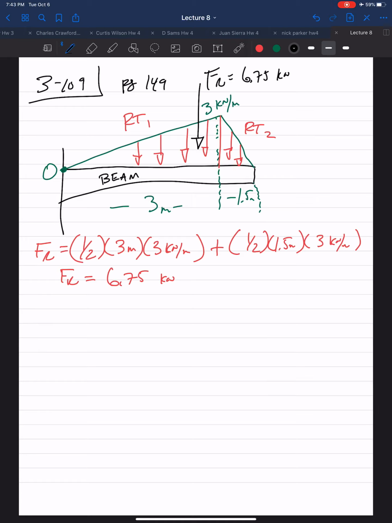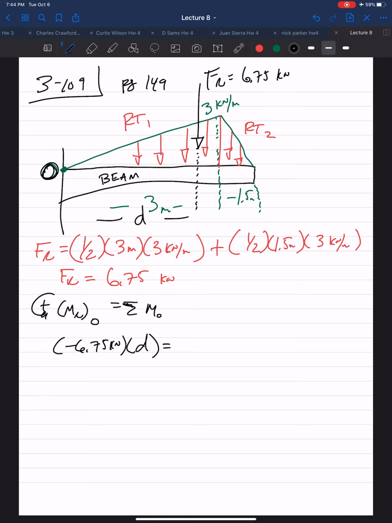The problem asks us to determine its location. So we're going to combine some of our previous concepts here. So we take the moment, resultant moment about point O is equal to the sum of the individual moments of the forces about point O. So my resultant force is some distance, we'll call it D, from point O, and we're trying to find that. Since this is causing it clockwise, it'd be negative moment about point O times some distance D, and the individual moments will be the resultant forces of each individual right triangle times its perpendicular distance from point O. Both of those will be negative because they're both causing a clockwise rotation about point O.